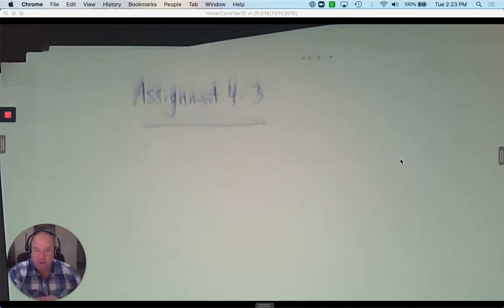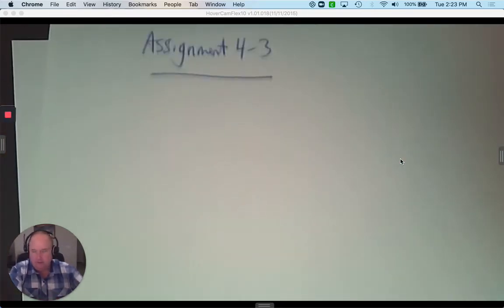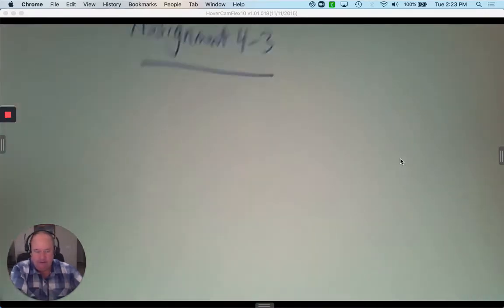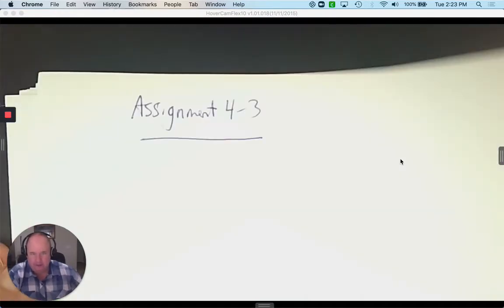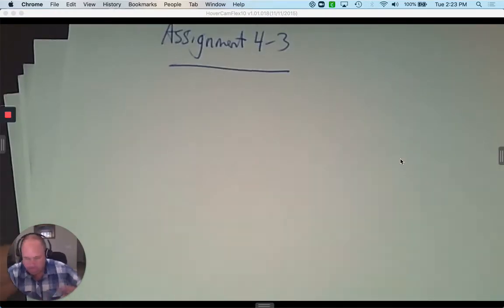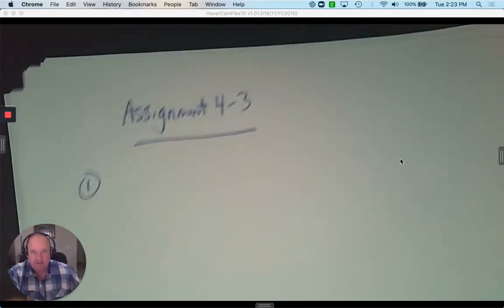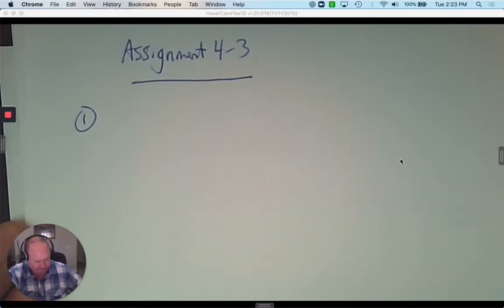All right, so assignment 4.3. This is the second derivative test, also connected to concavity and point of inflection. So let's go through the assignment of that together, where you might need support or not. Write down the title, put your name and date on it.